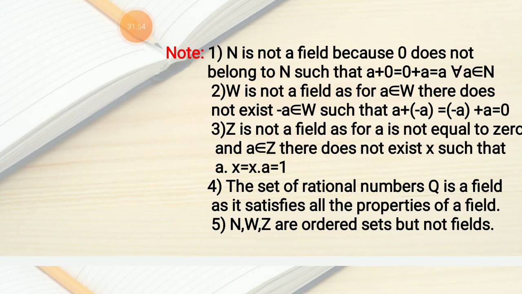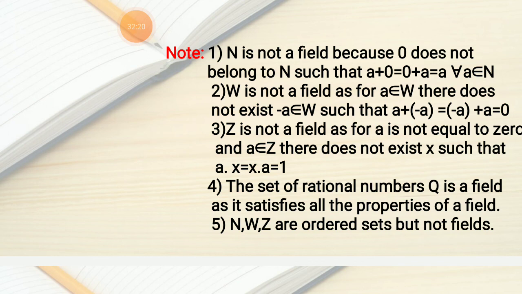W is not a field because for a belongs to W, there is no minus a belongs to W such that a plus (minus a) equals (minus a) plus a equals 0. Z is not a field because whenever a is not equal to 0 and a belongs to Z, we can't always find x such that a into x equals x into a equals 1. Suppose 2 is an integer, you can't find x such that 2 into x equals x into 2 equals 1.